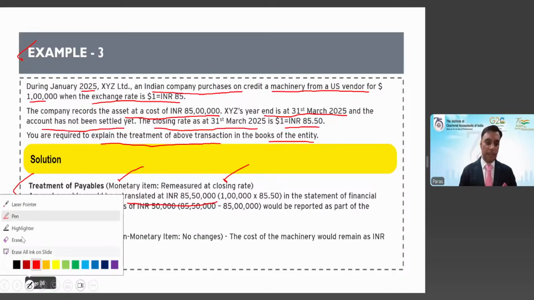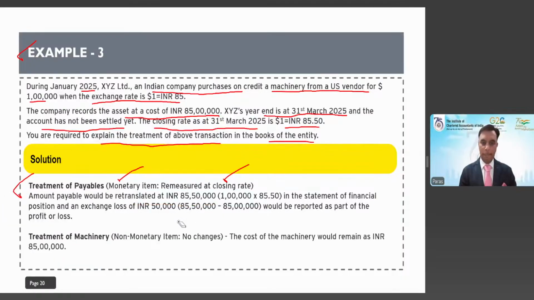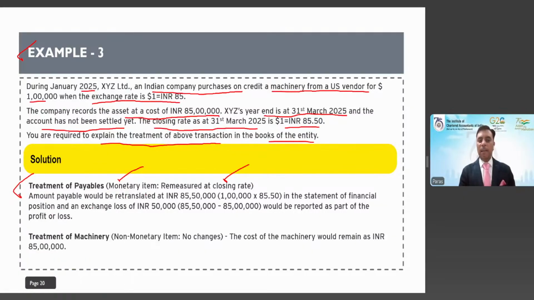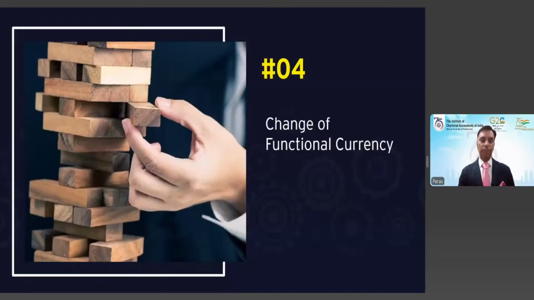Sorry, just give me a second. This amount payable will be recorded at 85 lakh 50,000 rupees and the exchange loss of 50,000 rupees will be charged to profit and loss account, right? And if you talk about the treatment of machinery, since it is a non-monetary item, no subsequent changes are required. The cost of machinery would remain as INR 85 lakh. I hope it is clear to you.